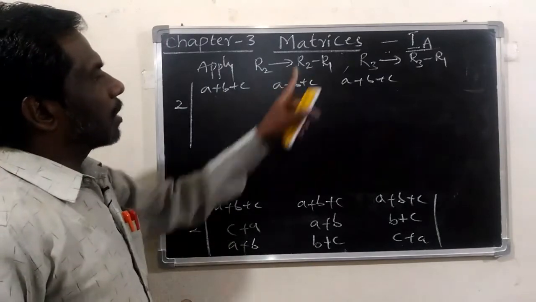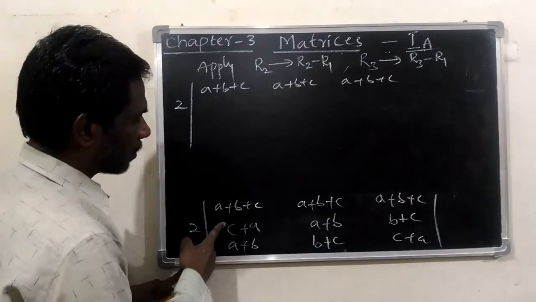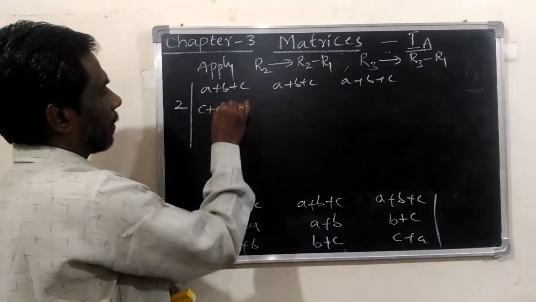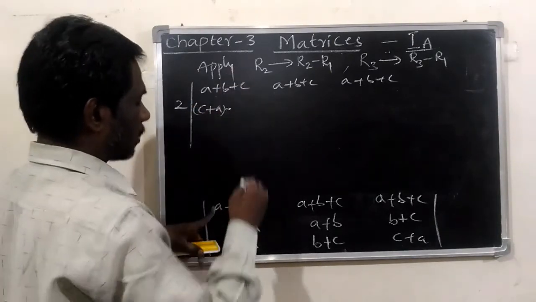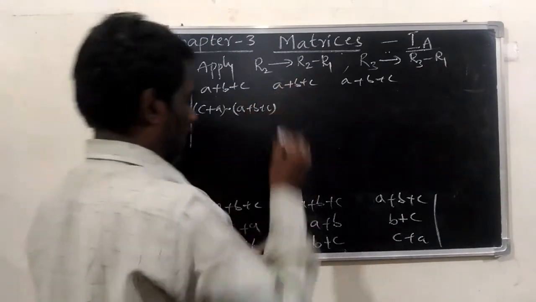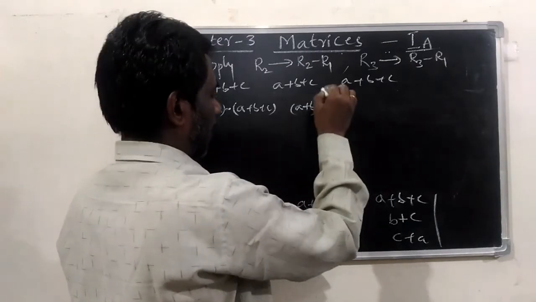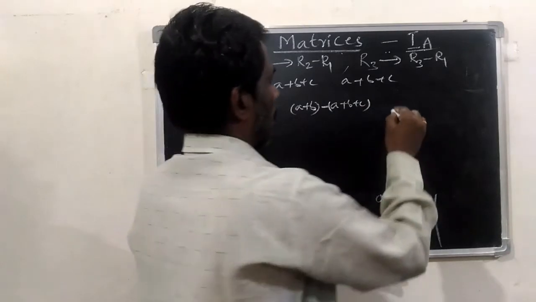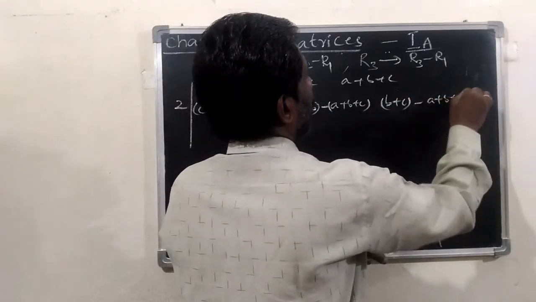And the R2 operation is R2 minus R1. R2 is c+a minus R1, where R1 is a+b+c. And here a+b minus (a+b+c), and here b+c minus (a+b+c).